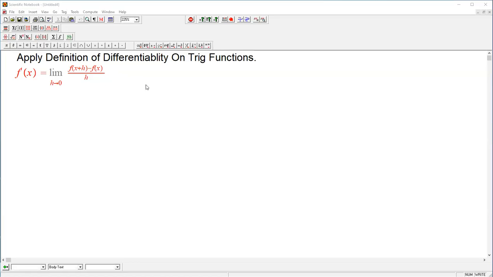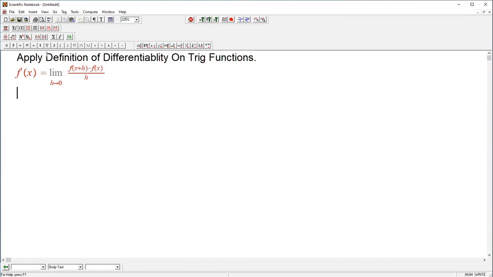Hello, in this lesson, we're going to apply the definition of differentiability, or derivative, on trig functions. And of course, in the process, we have two very important identities that I wish to review with you.